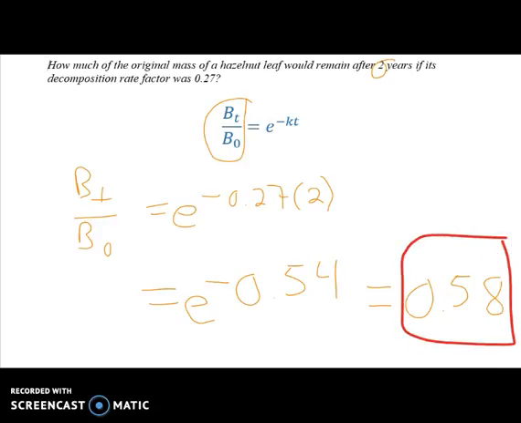So those are just two types of equations that you might see on a test or quiz in this class. And the exponential decay function is an easy way to calculate decomposition rate and original biomass remaining problems. After watching this video, you should be able to solve these types of problems that you might see on a quiz or exam.